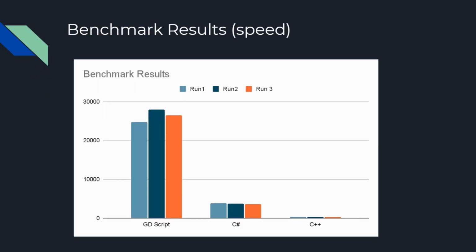And you can see the difference in performance here. So on average, GDScript is 10 times slower than C#. And on average, C# is 10 times slower than C++, which means the difference between GDScript and C++ in speed is almost 100 times. That's a massive difference in performance. But the question is, does it matter?